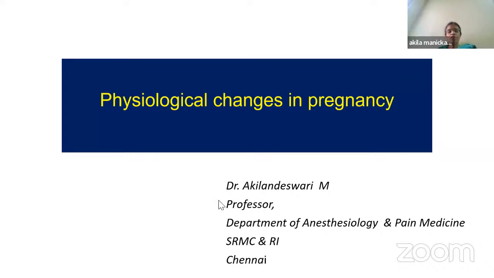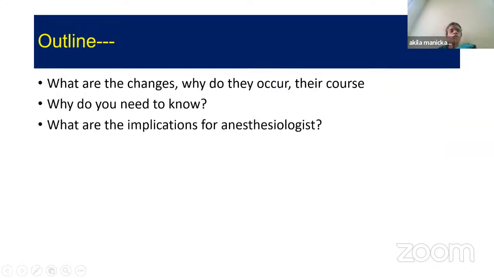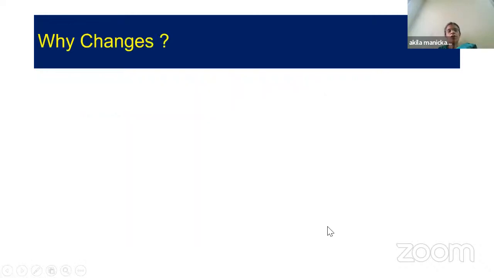Talking about physiological changes in pregnancy and their anesthetic implications. The outline of my talk is: what are the changes that occur in the course of pregnancy, why do they occur, and what is their course with regard to the first, second, and third trimesters? Why do we need to know these, and what are the implications for the anesthesiologist?